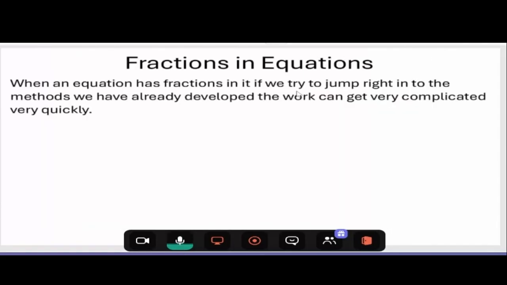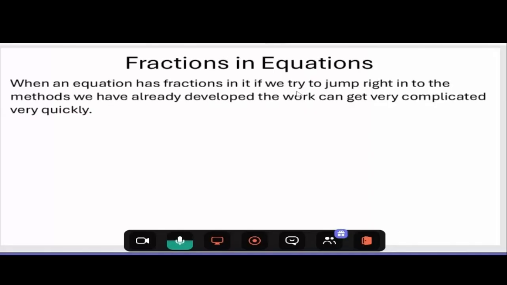So when an equation has fractions, if we were to try to just jump right in and do the stuff we've already done, on the really, really simple ones, maybe just make sure you're all muted there. I think might not be. Yeah, thanks.